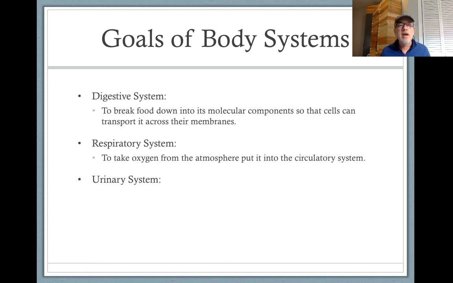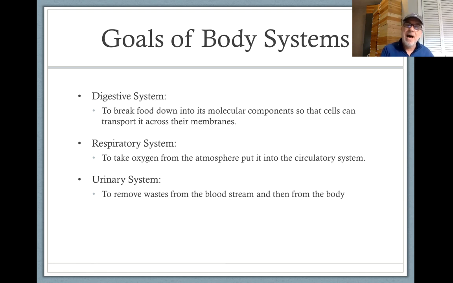What about the urinary system? What's the point of that? Shut off the video, write down your prediction. Are you back? Did you get to remove wastes from the bloodstream? And in fact, to remove cellular wastes from the bloodstream and then remove them from the body.